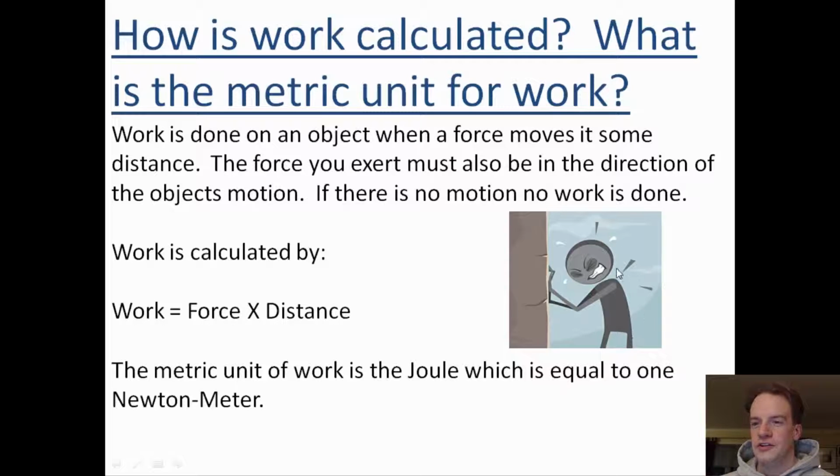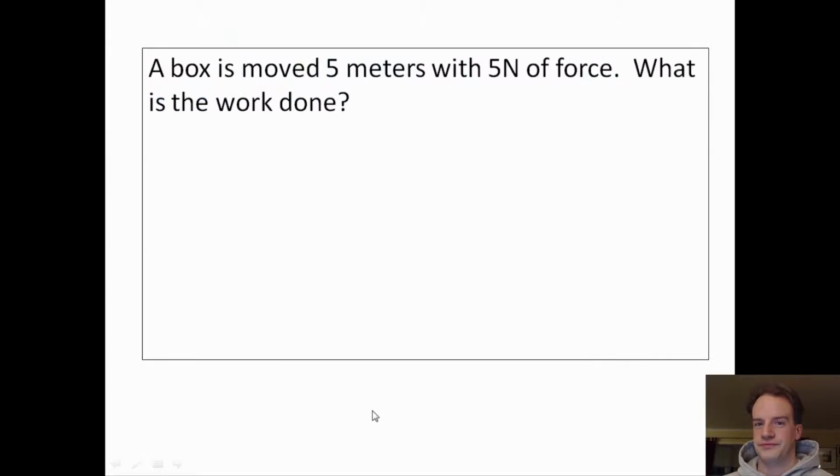So this guy in this picture, no matter how much he pushes, if that wall doesn't move, he is doing no work. In the equation, work equals force times distance. If there is a distance of 0, doesn't matter how big the force is, work will still be 0. And the metric unit for work is the joule, and that is equal to 1 Newton meter. Let's try some practice problems.